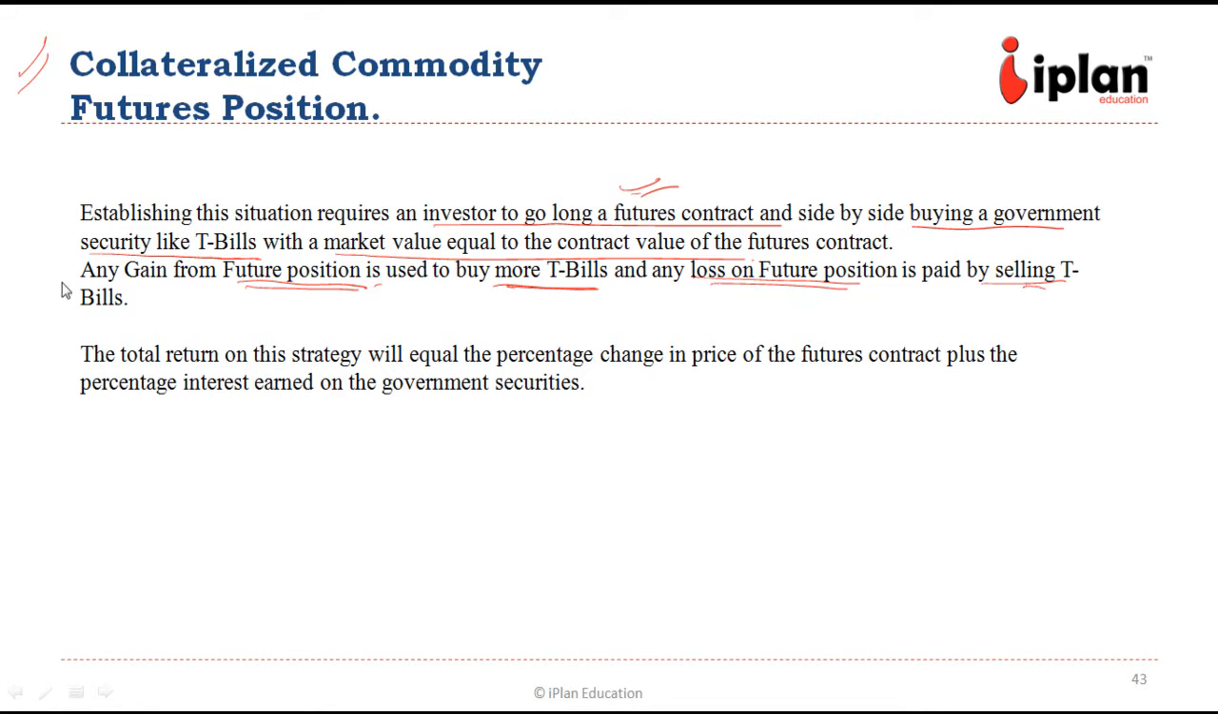So the total return of this strategy is going to be equal to the percentage change in the price of the futures contract plus the percentage interest which is gained by investing in government securities. So this is a combination of these two.